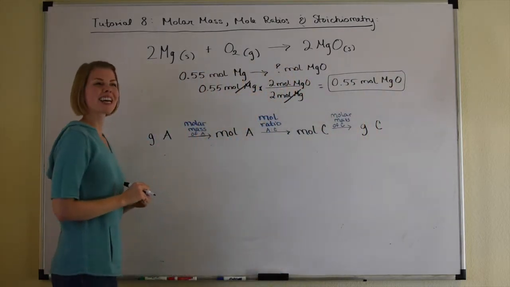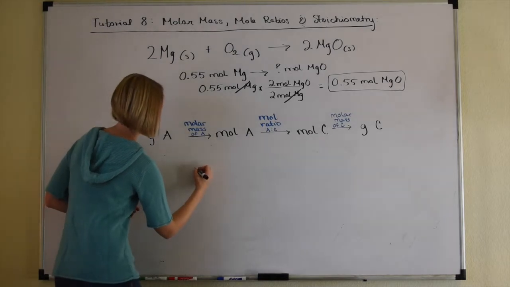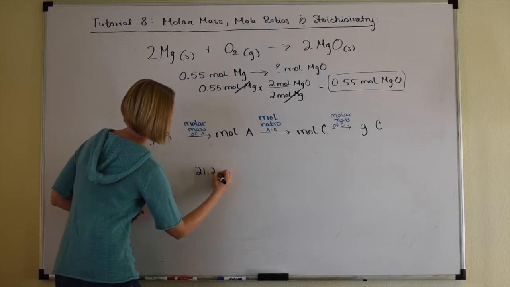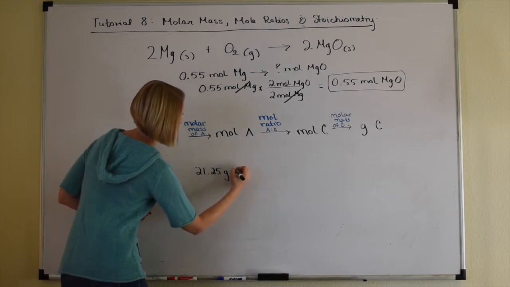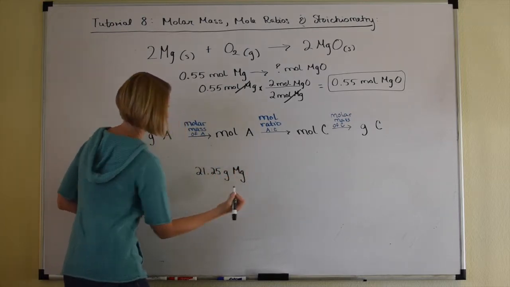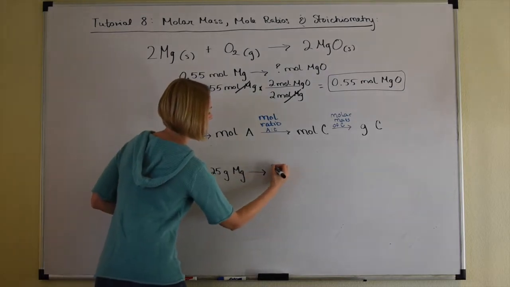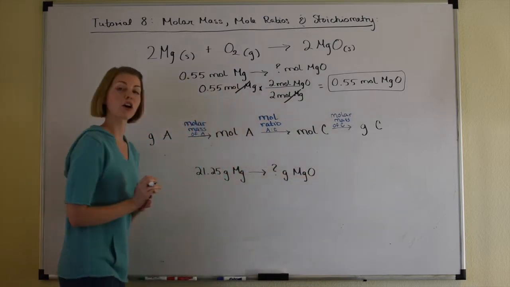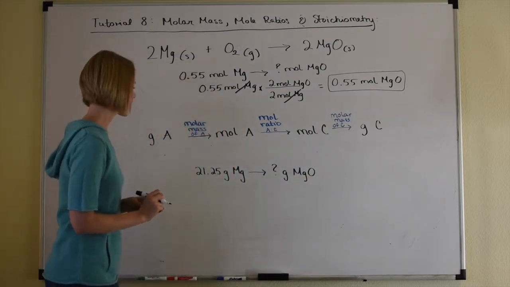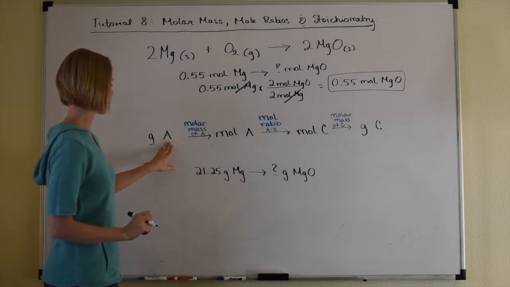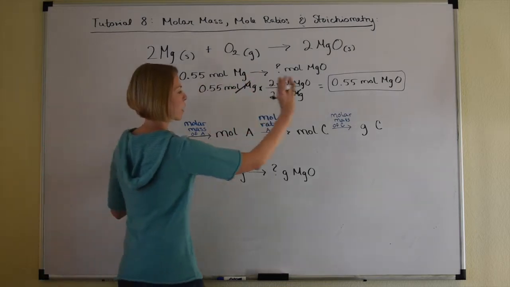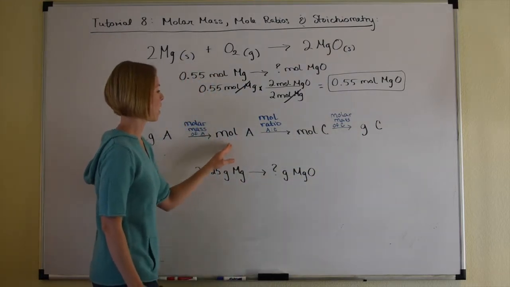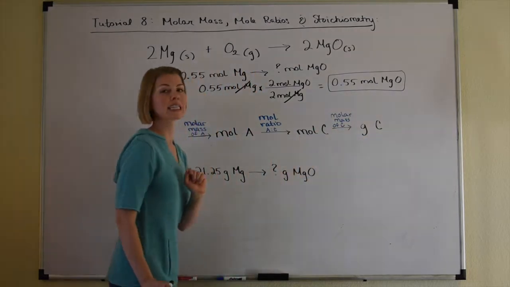Let's say that we are reacting 21.25 grams of magnesium, and we want to know how many grams of magnesium oxide are going to be formed. So we're going from grams of a substance all the way to grams of a different substance. That's going to require us to go through 1, 2, 3 steps.